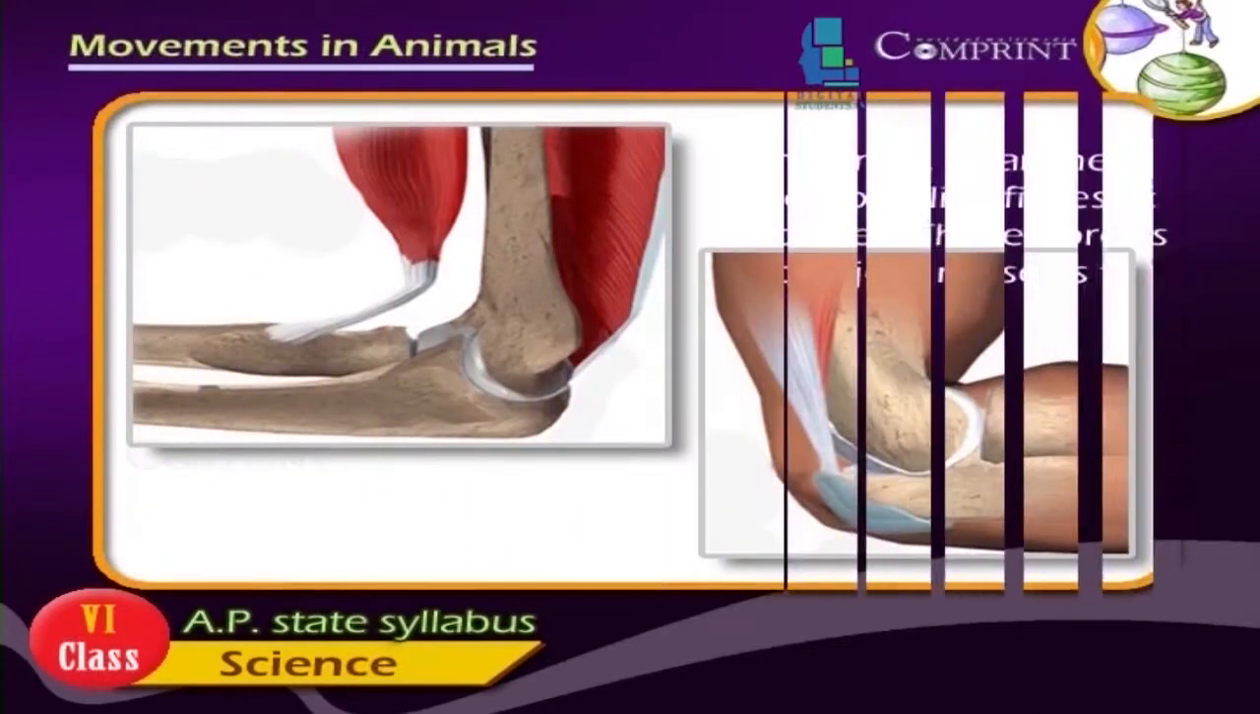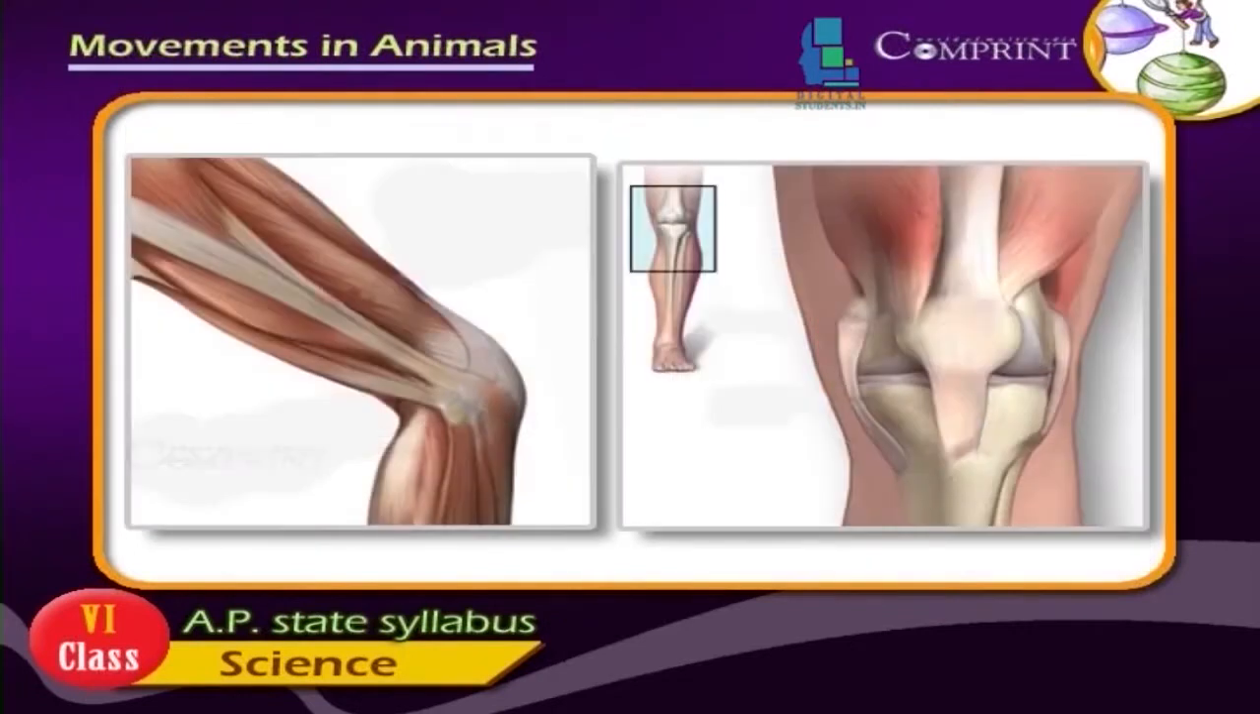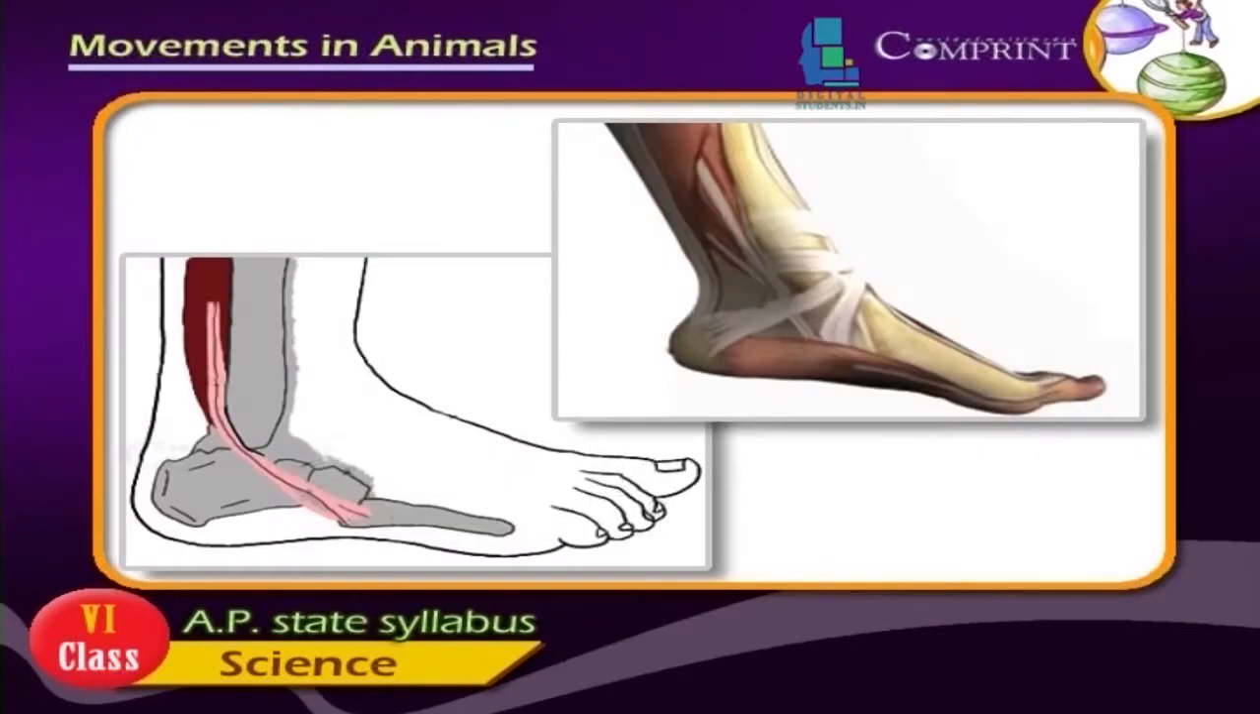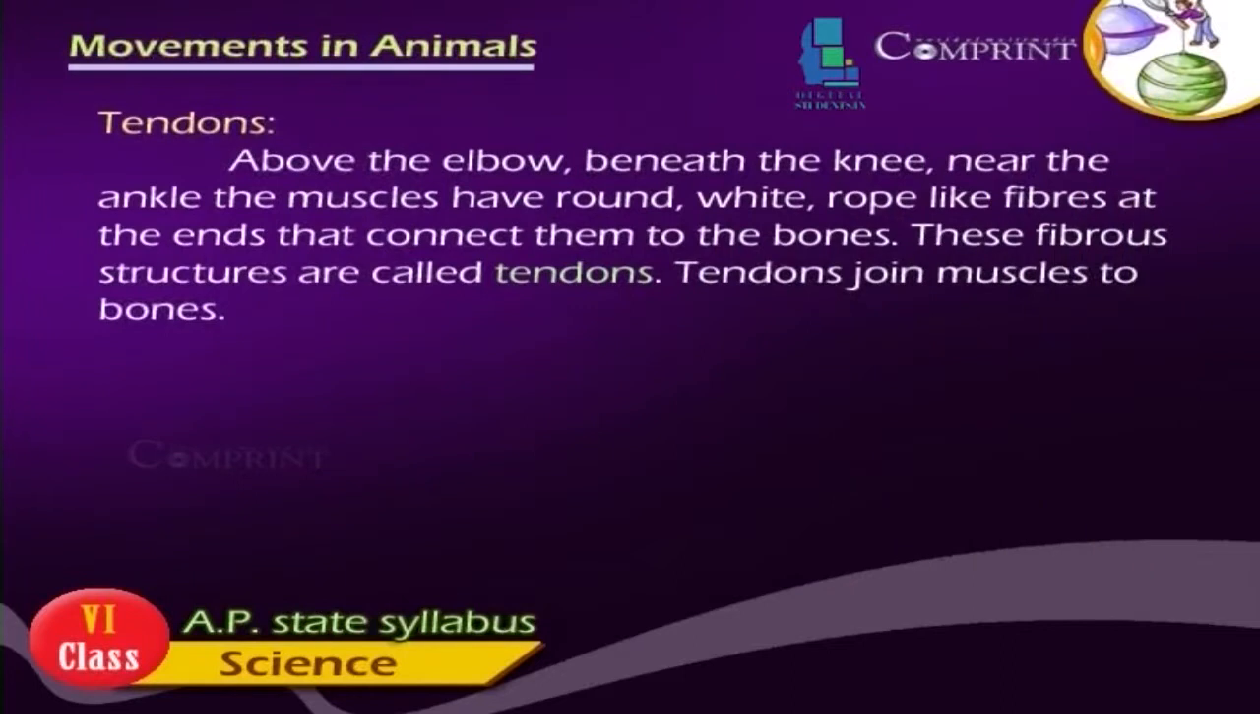Tendons. Above the elbow, beneath the knee, near the ankle, the muscles have round, white, rope-like fibers at the ends that connect them to the bones. These fibrous structures are called tendons. Tendons join muscles to bones.